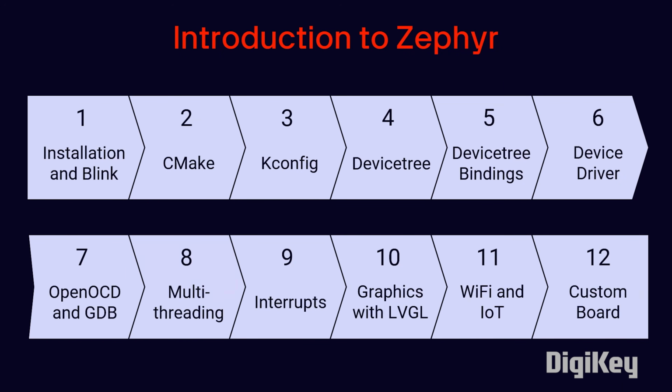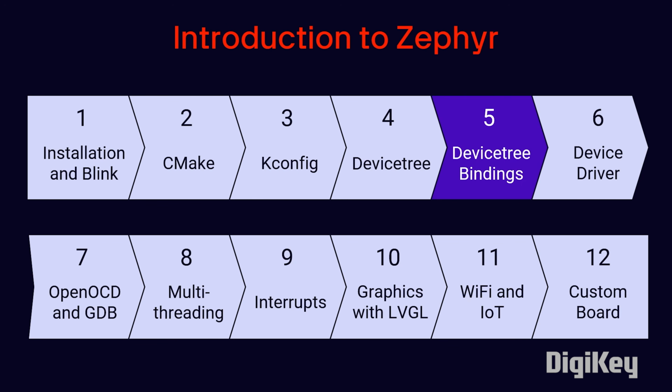In the last episode, we looked at the device tree syntax and how it's used to configure hardware and drivers. This time, we'll examine bindings more closely and how they are used to connect the device tree to device driver code. Note that they are unique to Zephyr. Linux does not use bindings files. With CMake, kconfig, device tree, and bindings, we are building up to writing our own device driver code, which we will get to in the next episode.